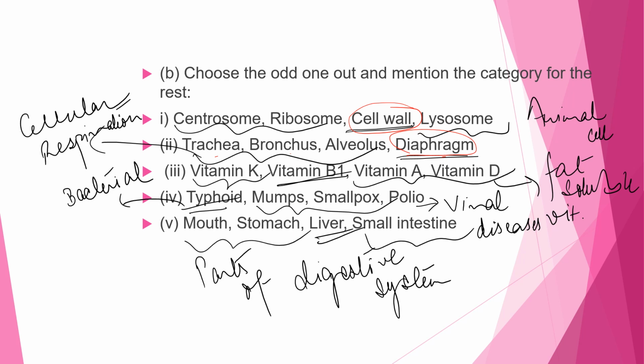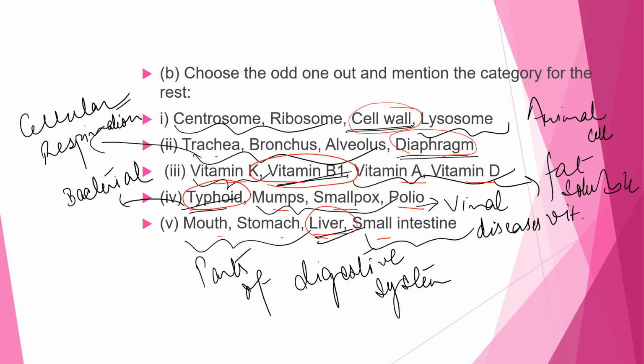Now, vitamin K, vitamin B1, A and D. Vitamin B1 is a water soluble vitamin. The other three, vitamin K, A and D, are all fat soluble vitamins. Next one, typhoid, mumps, smallpox and polio. Of these, typhoid is the only bacterial disease. Mumps, smallpox and polio are all viral diseases. Now next comes mouth, stomach, small intestine. These all are parts of the digestive system, while liver is not a part of the digestive system.